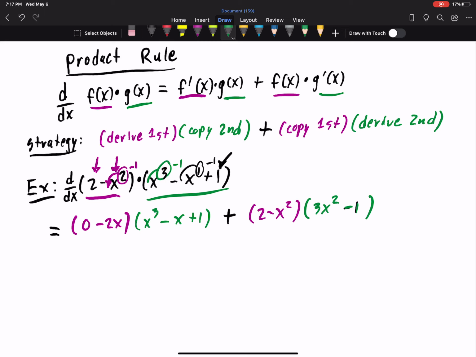Very, very straightforward. If you wanted to simplify this and FOIL things out algebraically, be my guest. But at this point, you've done exactly what the problem asks you to do. So you'd get full credit here, unless the problem said simplify. And then you'd have to do a little bit more algebra. But that's the product rule.